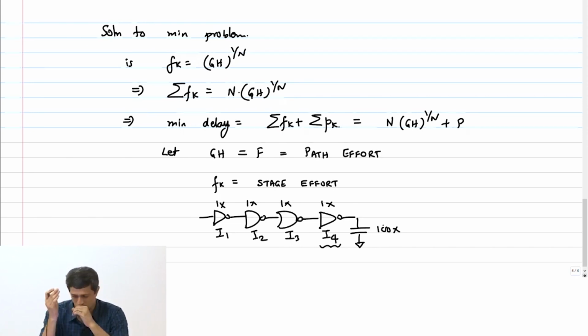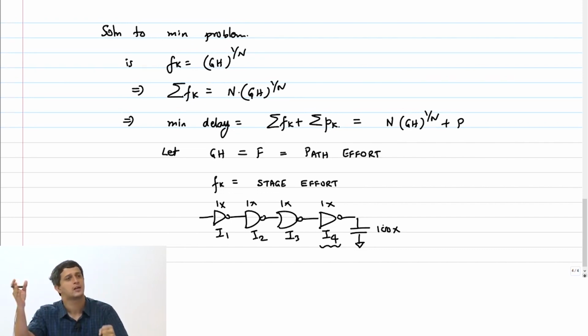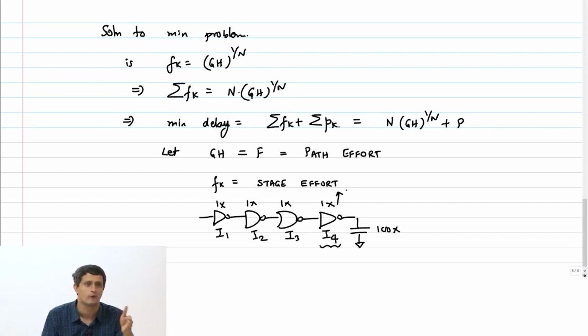So what do you want to do? You want to reduce the effort that the last stage is putting in order to charge that load capacitance. How will you reduce that effort? You have to upsize this gate by some factor. If I upsize the gate, the resistance will fall by that factor and hence the delay will also fall by that factor. Load capacitance is fixed. Forget about the parasitic effort. That's a constant. I'm going to upsize this inverter by some factor and reduce the delay of the last stage.